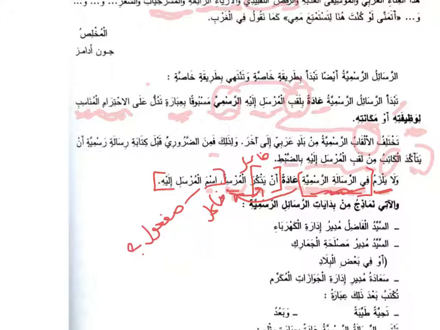والآتي نماذج من بدايات الرسائل الرسمية. الآتي, the following, are نماذج, examples, the plural of نموذج, من بدايات, from the beginnings, بدايات, the plural of بداية, of رسائل رسمية. So someone could say: السيد الفاضل مدير إدارة الكهرباء. Here he's talking to the manager, or the head of the administration of electricity, or السيد مدير مصلحة الجمارك. Jamarik are like poll taxes or import taxes. أو في بعض البلاد سعادة مدير إدارة الجوازات المكرم. All these are just different types of honorary titles. You just kind of have to know the appropriate title for the person you're writing to.